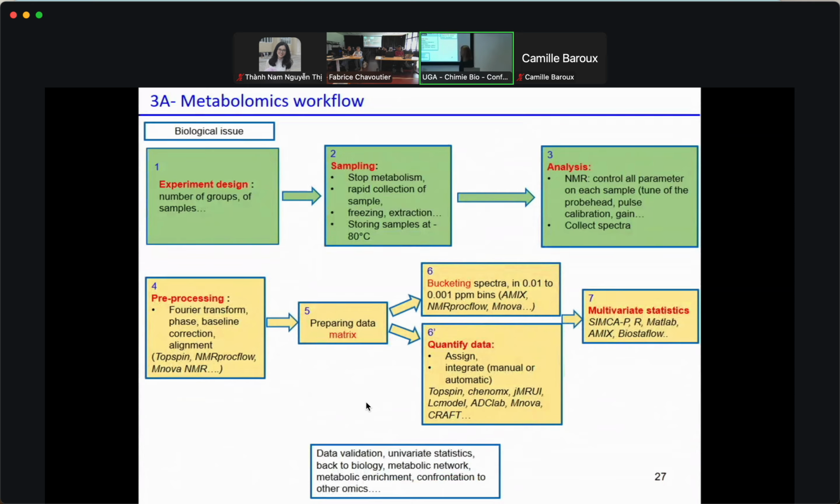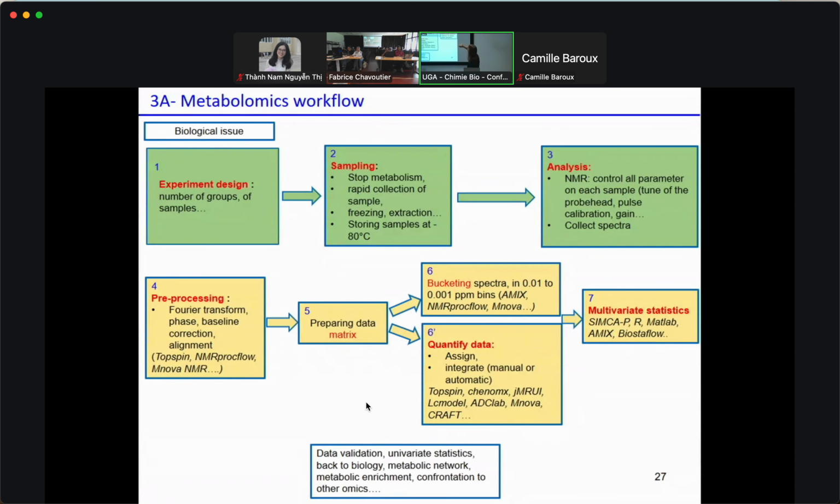Rapid collection of sample, freezing, extraction or not of the metabolites, storing at -80, because at a higher temperature there are degradations. At -20 in your freezer at home, there are a lot of degradations and the enzymes work. And we can observe, if we do NMR or mass spectrometry, that there are a lot of degradations of the food and so on. So enzymes are working at -20, and there are also chemical degradations. So to avoid that, we need a -80 freezer.